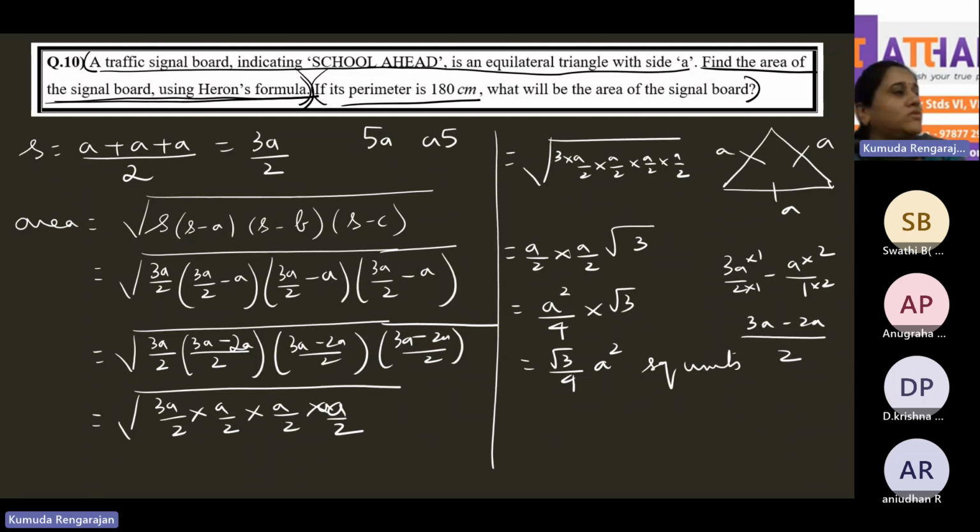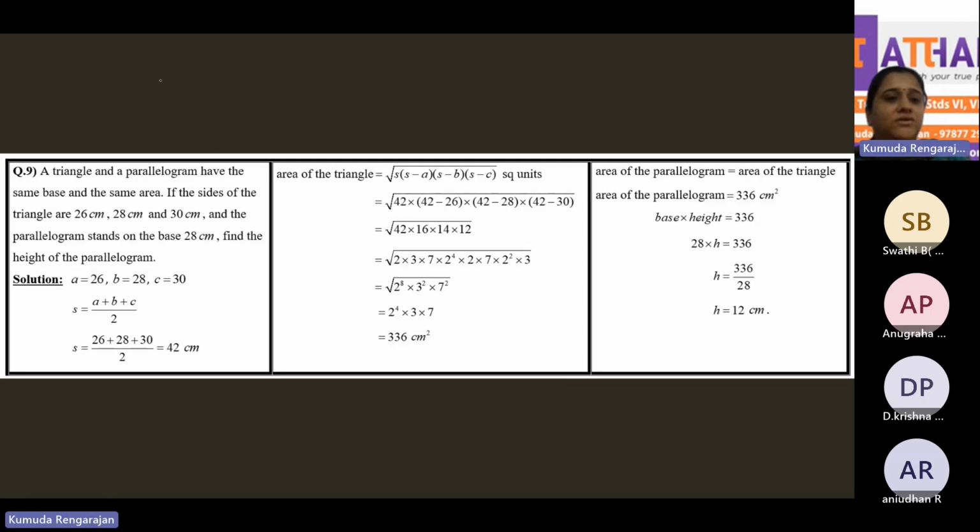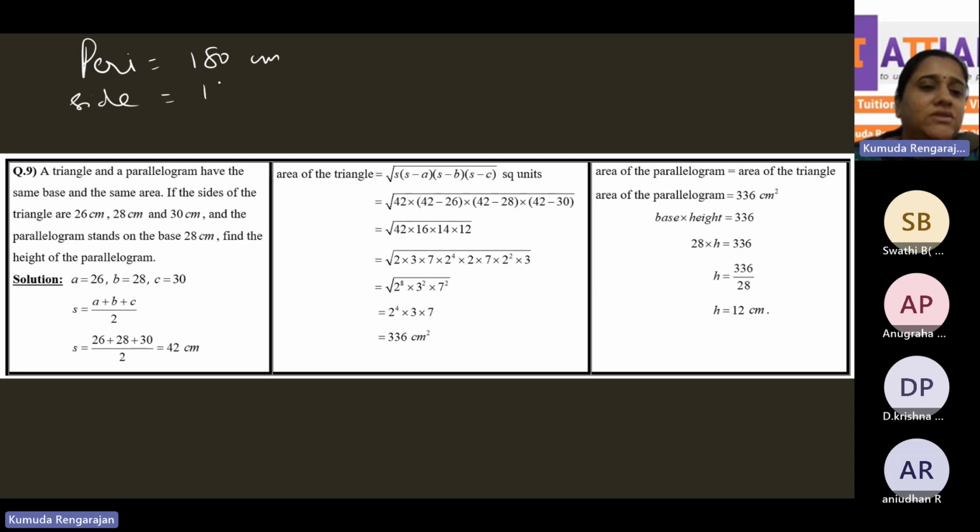Okay. So what is the perimeter? 180. So what will be the side then? 180 by 3. How much? 60. Now substitute in the formula here. Perimeter is given. Perimeter of the equilateral triangle is 180 centimeters. So the side of the triangle will be 180 by 3, 60 centimeters.